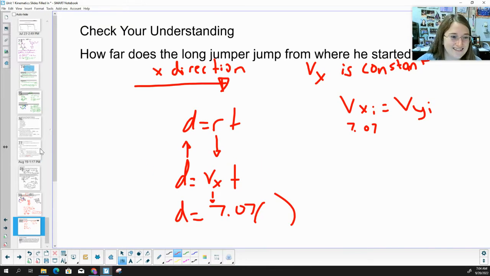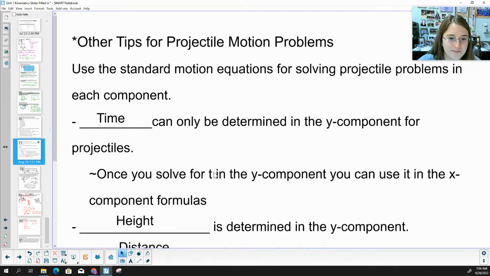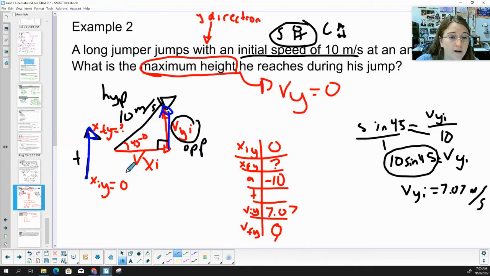So here's the thing. Looking back again to this slide, let's fill in these blanks here. Right there it is. Time can only be determined in the y component for projectiles. The reason why is the only reason you hit the ground is because of gravity, right? The time of travel, i.e. the time it takes to hit the ground, only occurs because of gravity. If there were no gravity, if I threw something, it would never hit the ground, right? So we need to solve for time in the y component.